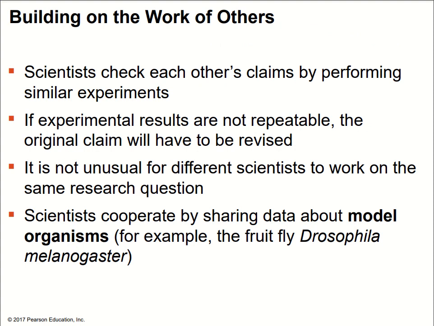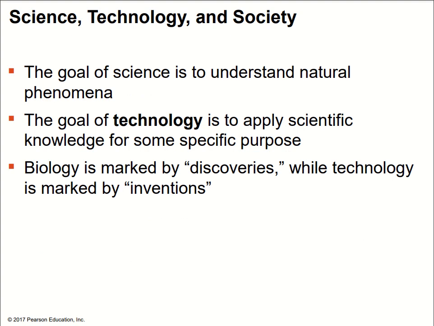Scientists check each other's claims by performing similar experiments. If experimental results are not repeatable, the original claim will need to be revised due to a lack of confidence in it. It is not unusual for different scientists to work on the same research question. Scientists cooperate by sharing data about model organisms, for example, the fruit fly Drosophila melanogaster.